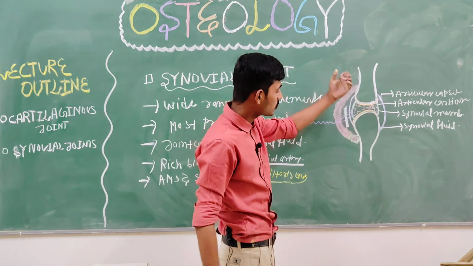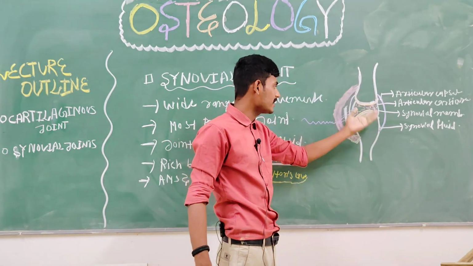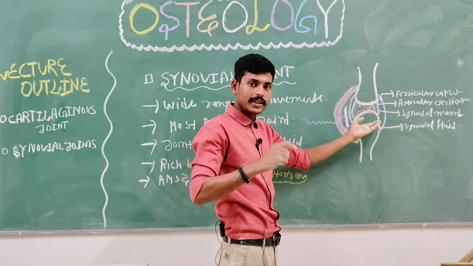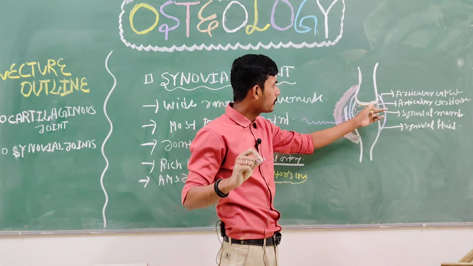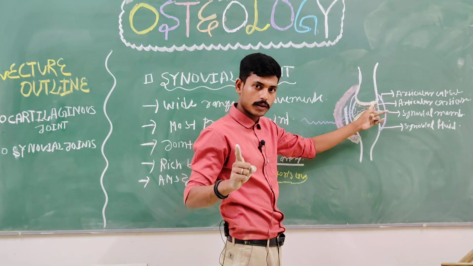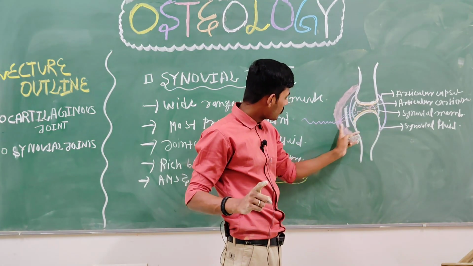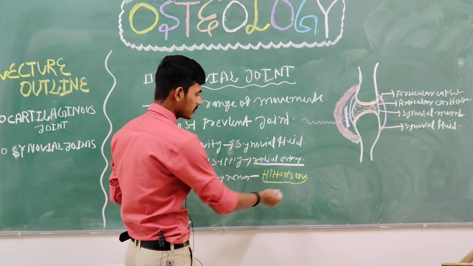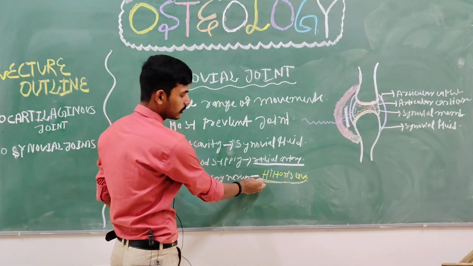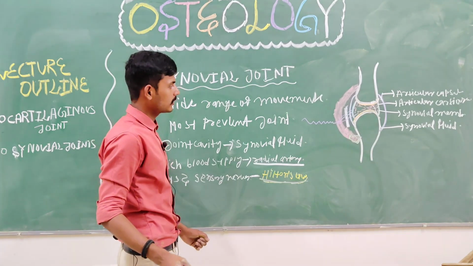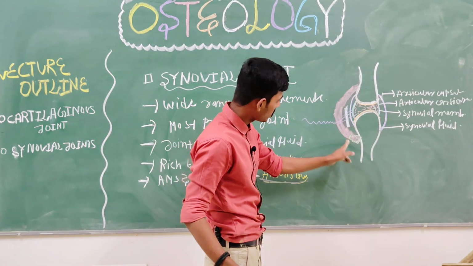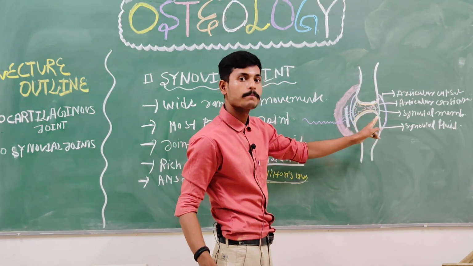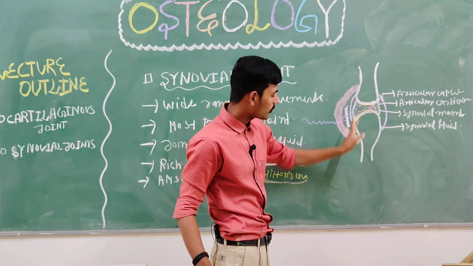Remember always, in both cartilaginous joints as well as synovial joints, there is no nerve supplying the articular cartilage. They are only supplying the synovial membrane. That's what Hilton's law is saying. The nerve which is supplying the muscles is also supplying the synovial membranes.